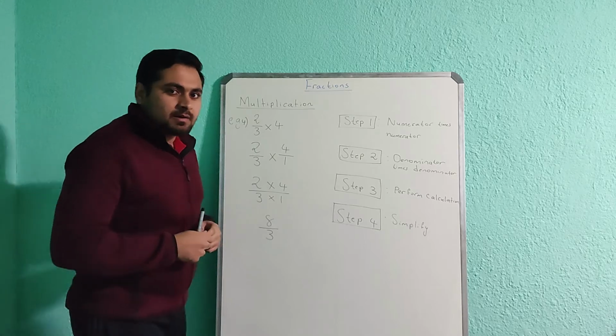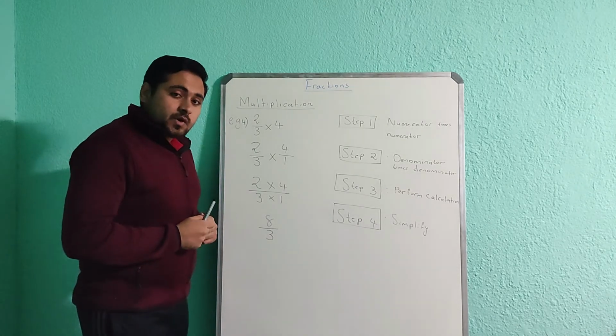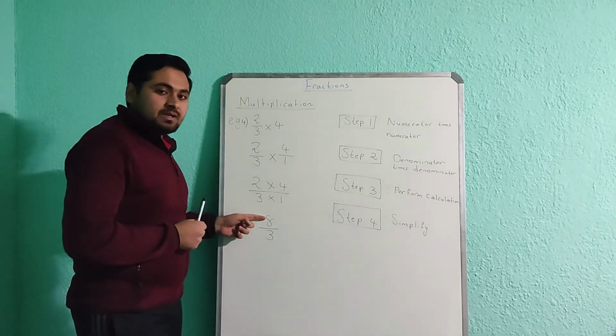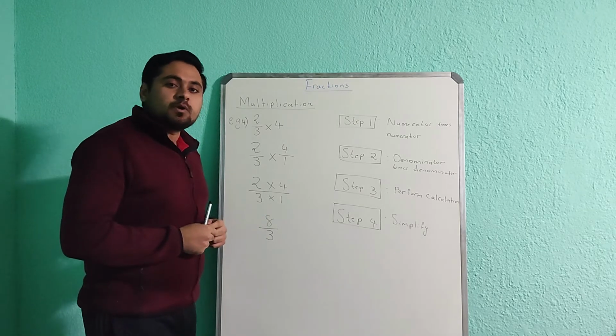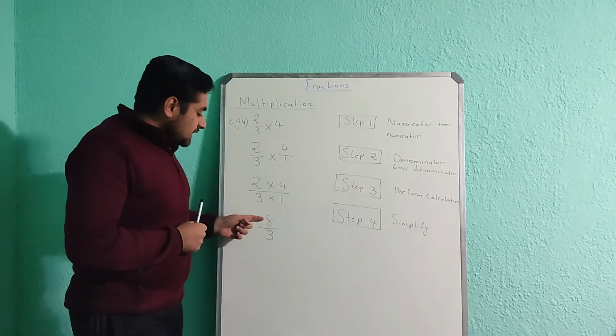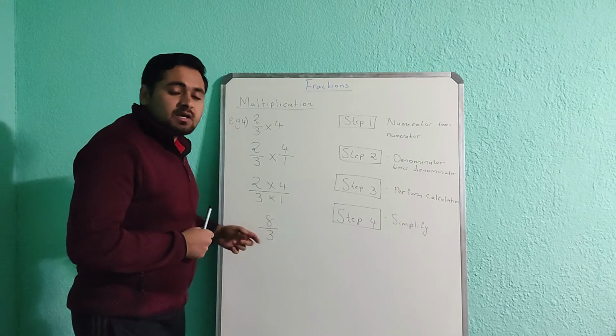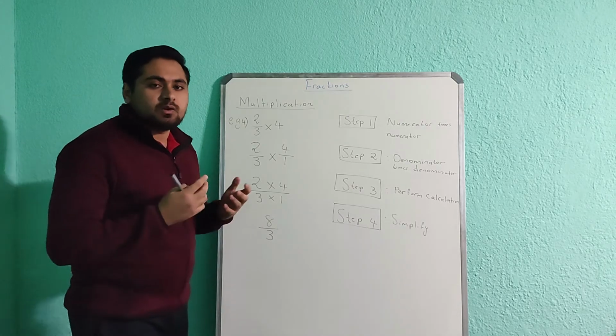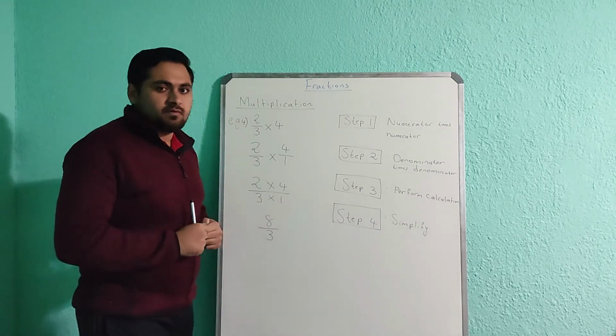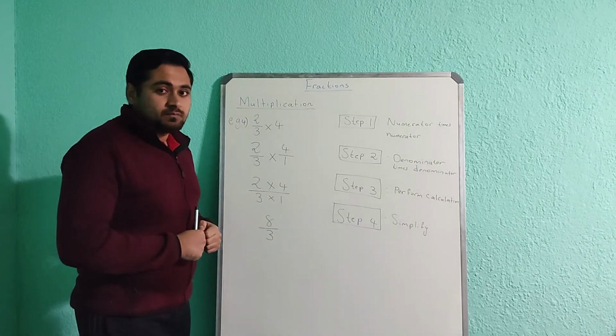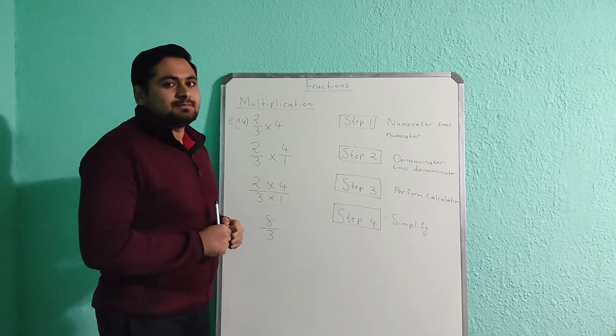Now that we have come back, the answer is no, because on top we got an even number and in the bottom we got an odd number. So there is no common number that can divide both the numbers. Therefore, we cannot simplify further. There is no step 4, and this is your final answer. Let's move on to the next example.